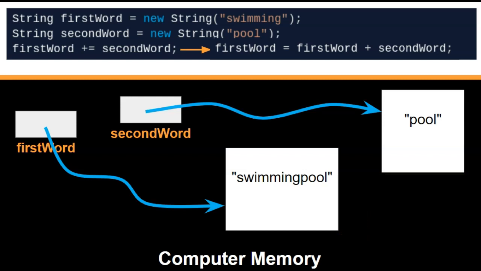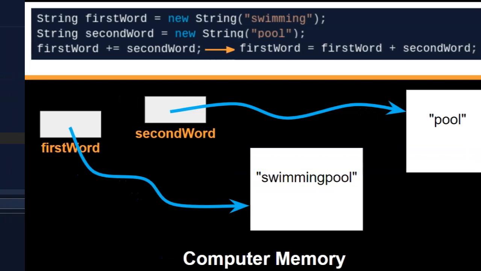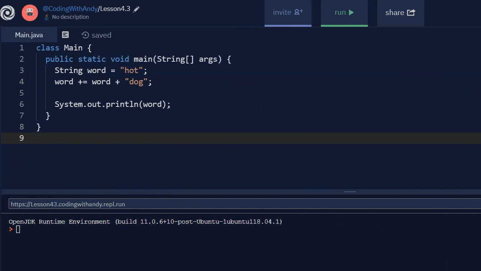So this is the situation we have after the plus equals code executes. That means that when we print out first word, we print the text contained in this newly created string object. As a final challenge, what do you think this will print out? To figure this out, make sure you write out the expanded version of the shortcut line of code. Okay, let's see what we get.